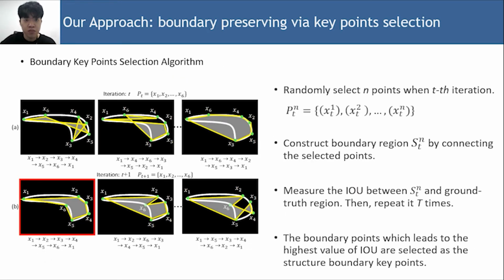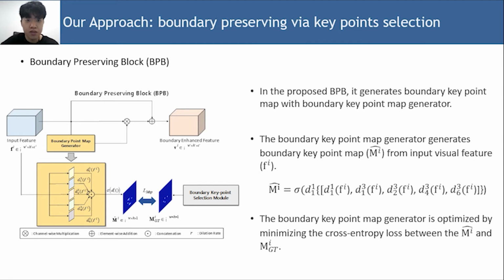The boundary key point selection algorithm first randomly selects endpoints for each iteration. It constructs boundary region by connecting the selected points and measures the IOU between the boundary region and the ground truth region. After repeating such procedure for several iterations, the boundary points which lead to the highest value of IOU are selected as the structure boundary key points. The selected points are utilized for preserving boundary information in the segmentation network.